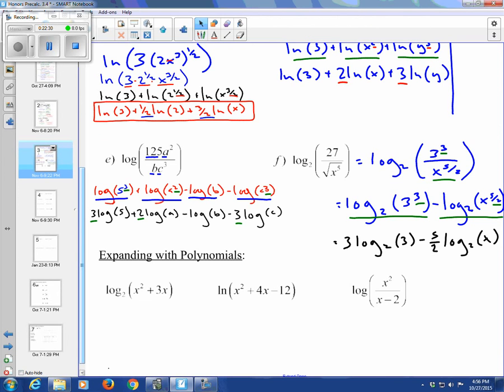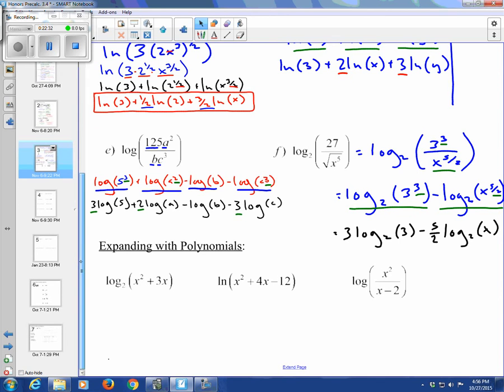So now, expanding with polynomials. We have some polynomials inside our logarithms, and we should say rational expressions. What we want to do here is factor these as much as we can, and then expand them into logarithms. So I'll give you an idea of what I'm talking about with this first one.